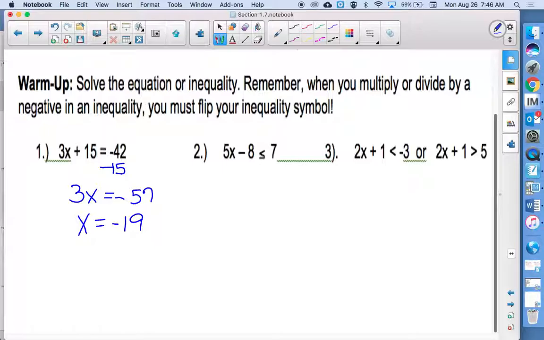When it's an inequality, pretty much solve it exactly the same way, except in the directions above. It says, remember when multiplying or dividing by a negative in an inequality, you have to make sure you flip the symbol. It's only when you're multiplying or dividing by a negative. So in this case, when you take the 8 to the other side, you're adding it, dividing by a positive 5, x should be less than or equal to 3.